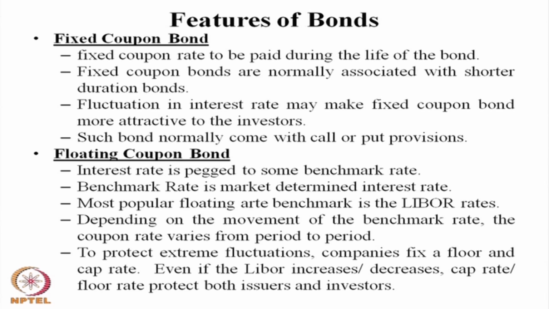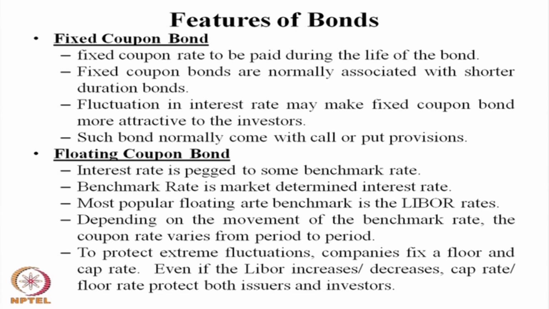Fluctuation of interest rates generally does not have an effect on fixed coupon bonds, and because of this reason they are more attractive to investors. Such bonds, primarily fixed coupon bonds, normally come with a call or put provision, because call options or put options are generally exercised by the issuer of the bond, and they generally provide this kind of clause while issuing the bond.